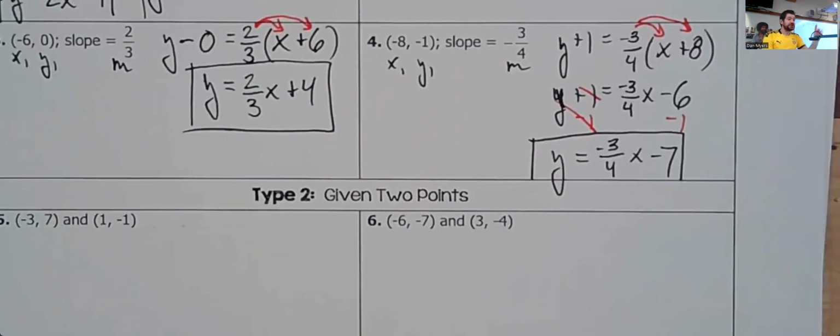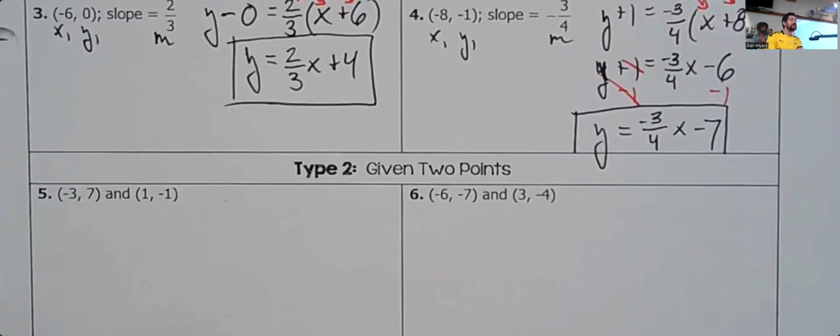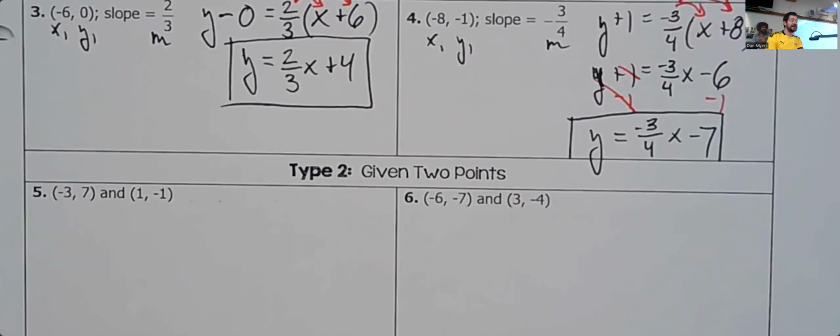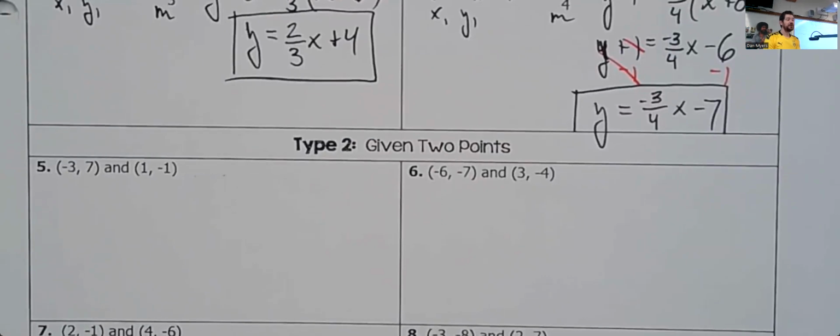So plugging in, distributing, and then adding or subtracting to get y by itself. Does this look familiar from last year at all? A little bit? Okay, cool. If it doesn't, hopefully this makes a decent amount of sense because you're substituting and doing a little bit of solving. Now, type 2. Vicky, you asked me a few minutes ago, are we going to use the slope formula today? And the answer is yes, we are, because when you are given 2 points, we don't know what the slope is yet. So we have to figure out what the slope is based on those 2 points.